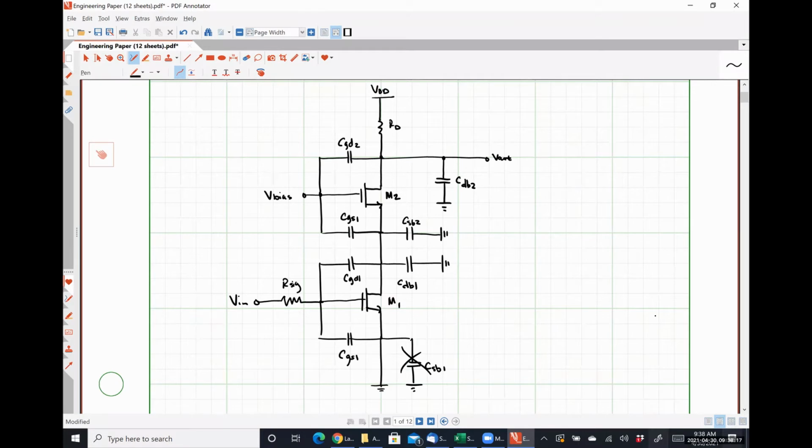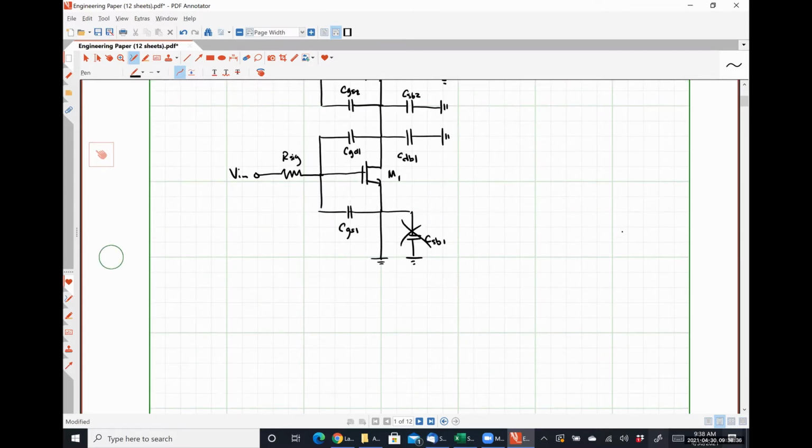Yes, Mr. Goldsmith. The top CGS1 should be CGS2? Yes, thank you very much. So this is transistor M2, so all of its capacitors should have a subscript of 2. Thank you for catching that. That would have been rather confusing in a couple of minutes.